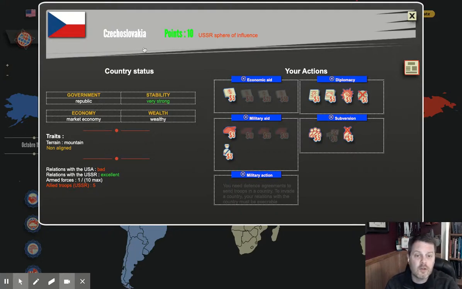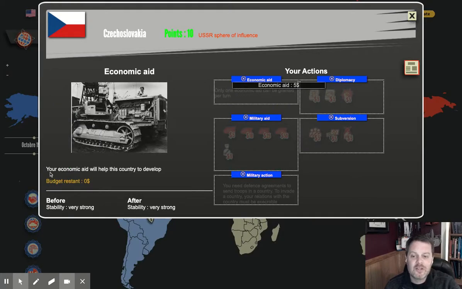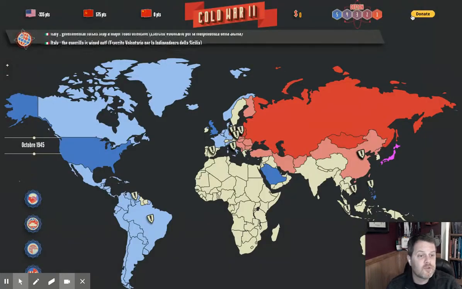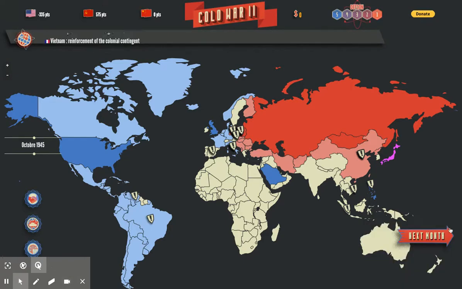So, for example, in Czechoslovakia, if I wanted them to start to like the United States and have better relations, here you see it's bad, right? I could go, well, I have $5 left. I'll give them $5. I'm helping aid their country's development. And then let's see if that makes a difference later on. So I'll close this screen. I have no more money to spend here.